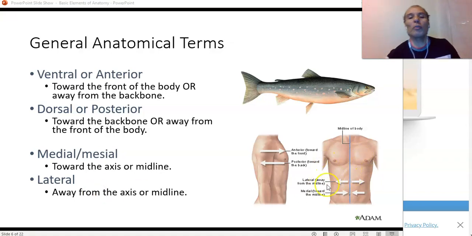The opposite of medial is lateral, or distal sometimes. So lateral means away from the midline. So here's the midline, and away from it is lateral. Toward it is medial or mesial.